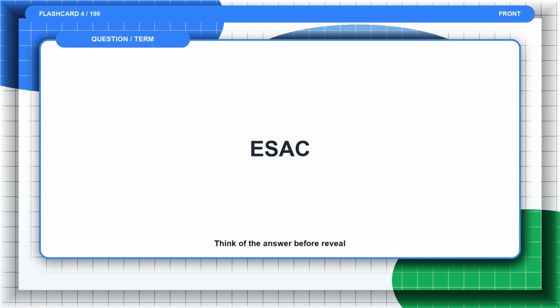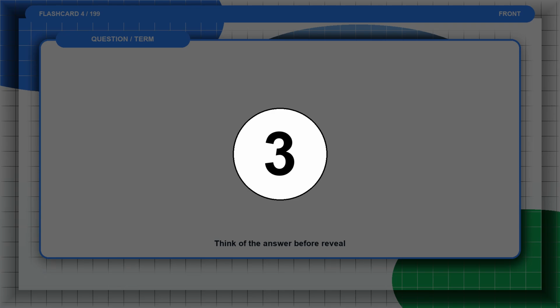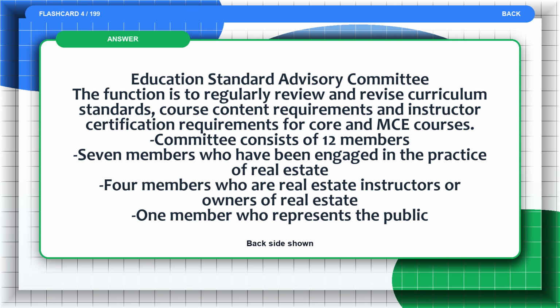Flashcard 4. SEC. Pause and think of the answer before the reveal. The answer is Education Standard Advisory Committee. The function is to regularly review and revise curriculum standards, course content requirements, and instructor certification requirements for core and MCE courses. The committee consists of 12 members: 7 members who have been engaged in the practice of real estate, 4 members who are real estate instructors or owners of real estate, and 1 member who represents the public.